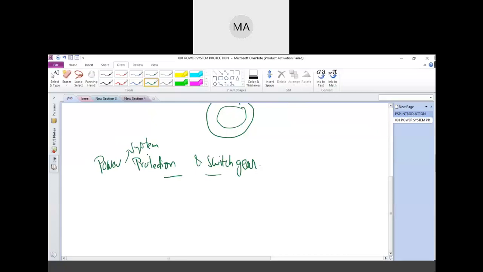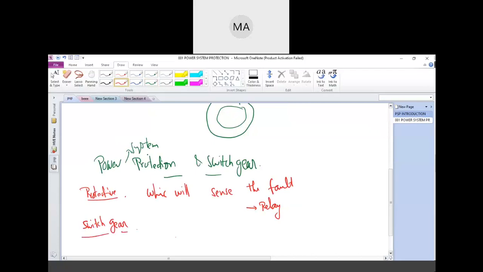The difference is that the protective equipment senses the fault and gives the signal to the switchgear equipment. An example of protective equipment is the relay. A relay will only sense the fault, not isolate it, and give the signal to the circuit breaker. The switchgear equipment is that which will isolate the healthy section from the faulty section.